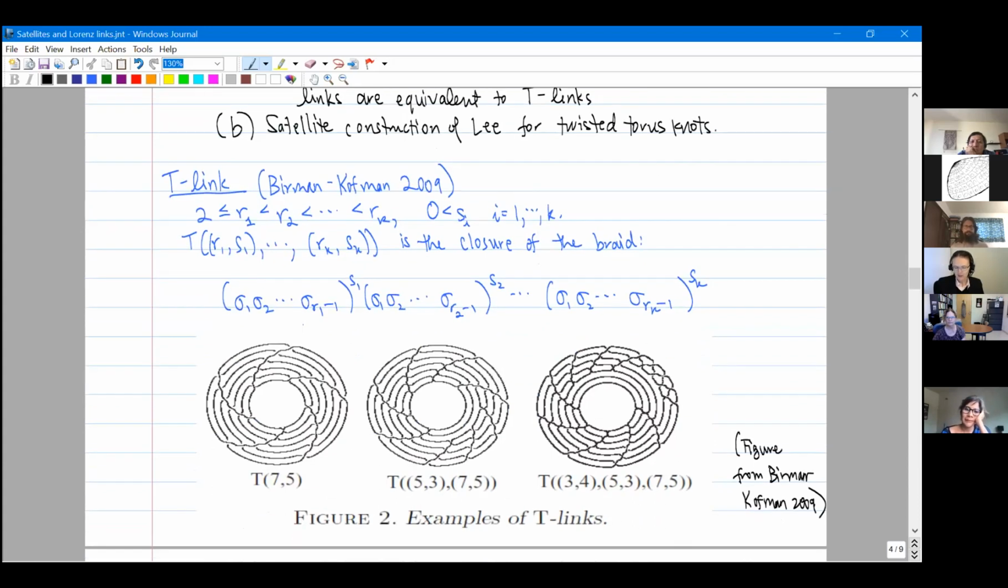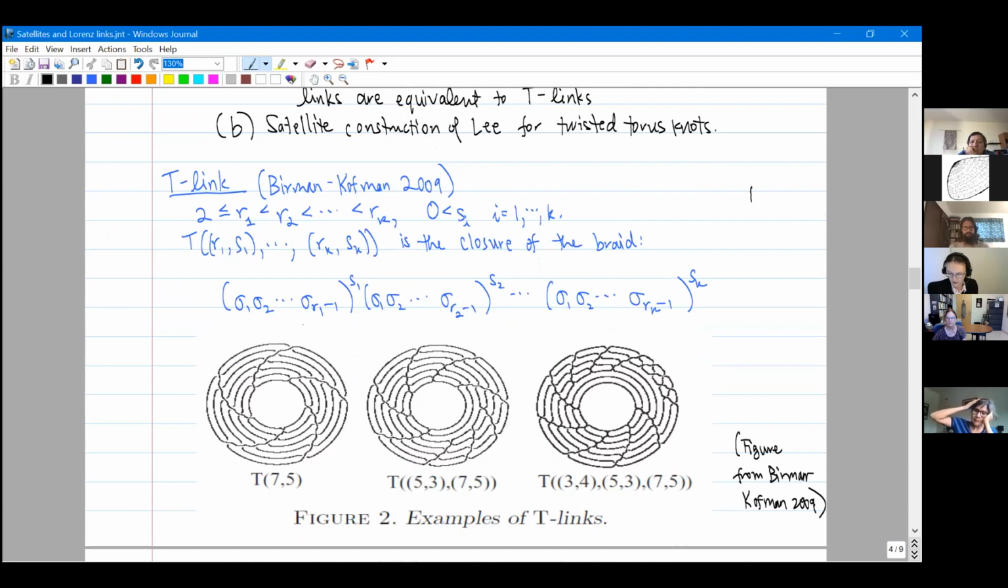You pick a sequence of positive integers, 2 ≤ r1 < r2 < ... < rk. Then for each of these r's, you pick a positive integer s. You have these pairs (r1, s1) up to (rk, sk), and your T-link is the closure of the positive braid built out of this braid word. It's basically little bits of torus links.